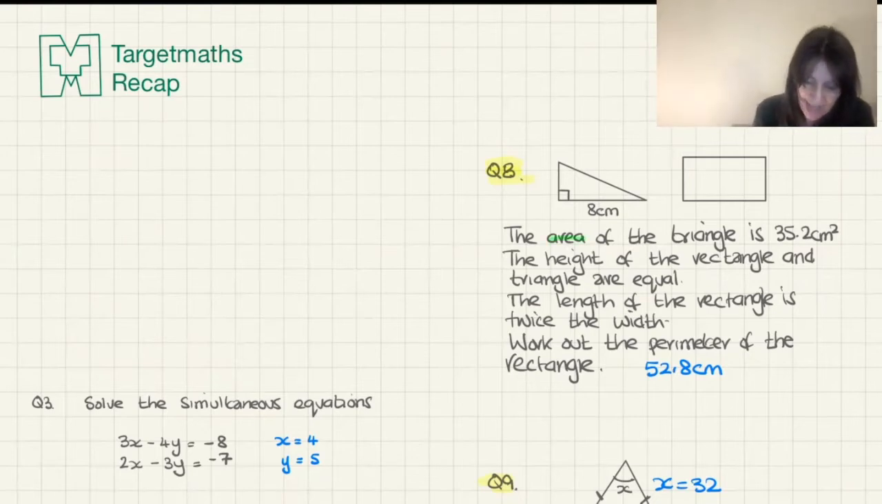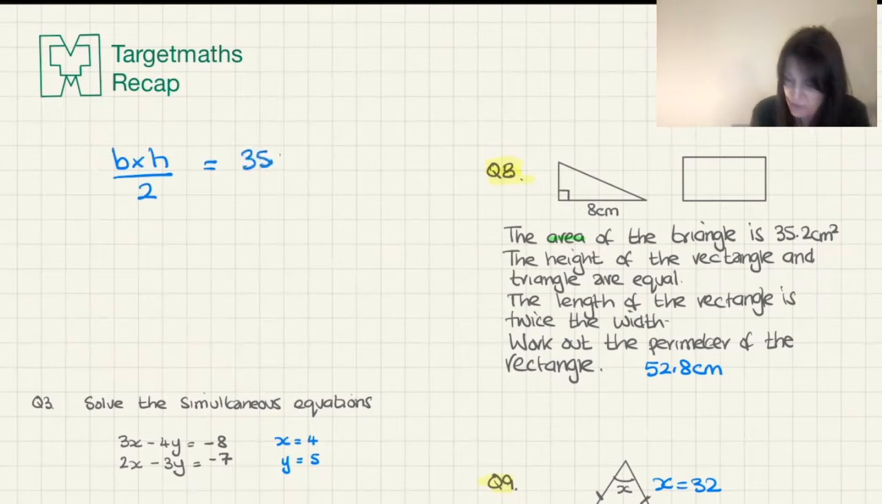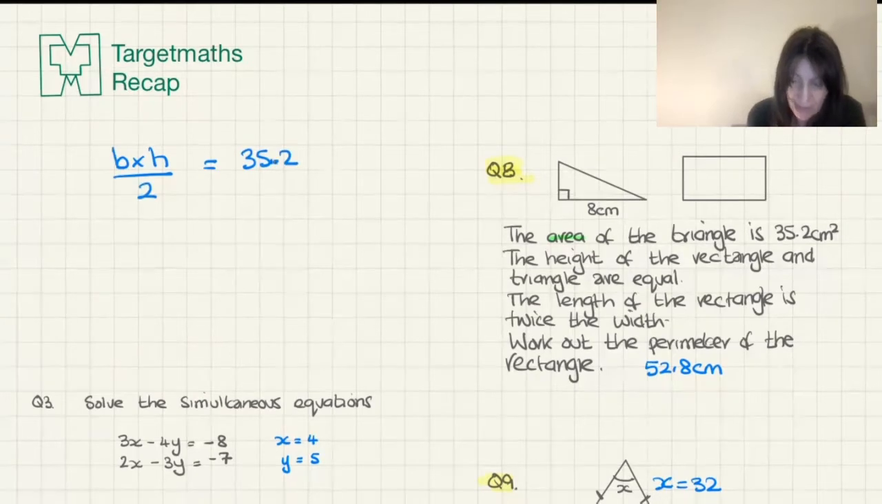I know that the area of a triangle is base times height divided by 2. And I know that whatever numbers go into base and height, it should give me 35.2 once I'm done. So now I can go to my triangle and start putting the information in. I can see that the base is 8, times by the height. I don't have the height.